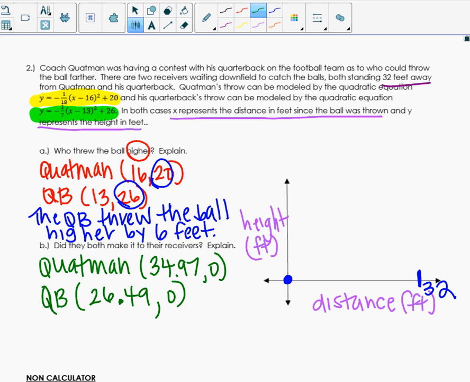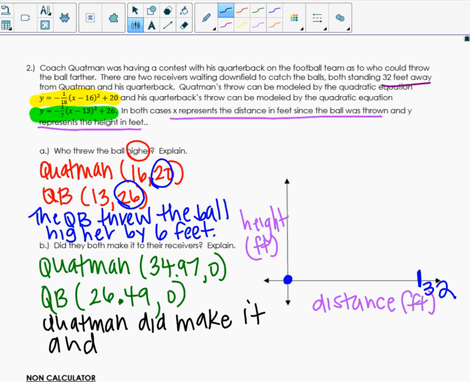All right, so if you look, did they both make it to the receivers? Well, Quatman obviously did. The quarterback didn't. So again, you guys, the more detail, the better in these answers. So I would say Quatman did make it to his receiver, and he has about 2.97 extra feet. And the quarterback didn't, he was short by about 5.51, so 5.5 feet.